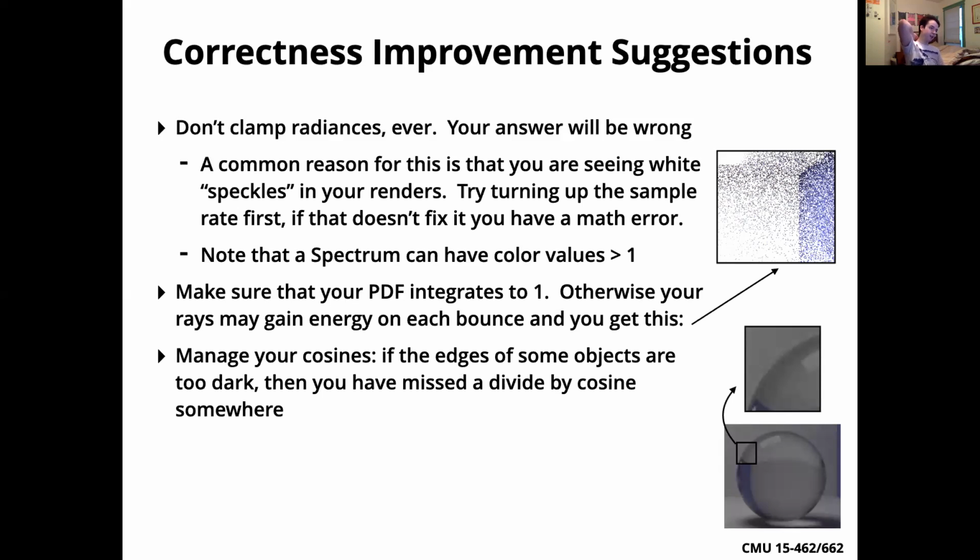Also, keep track of your cosines. We mentioned this a few times: cosines come from a few different places throughout this assignment, right? Cosine theta on the normal. And it's actually pretty funny because at this point I can look at a result and tell what the bug is before I even look at your code. For example, in this case, this student clearly missed a cosine because we can see that the edges of this sphere are dark. So this means the student missed a divide by cosine somewhere.